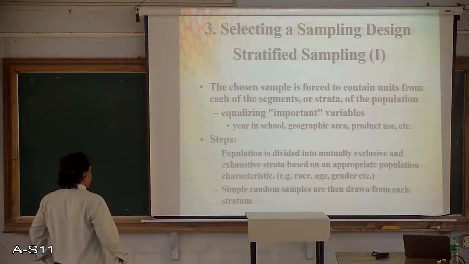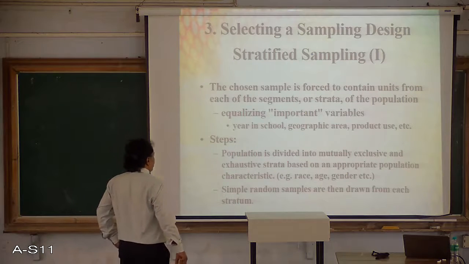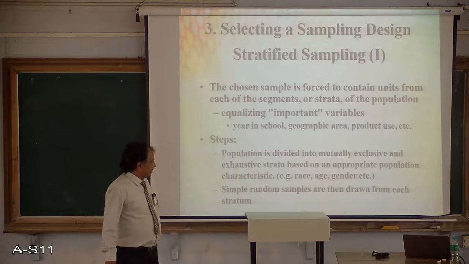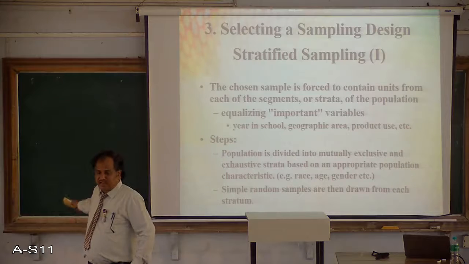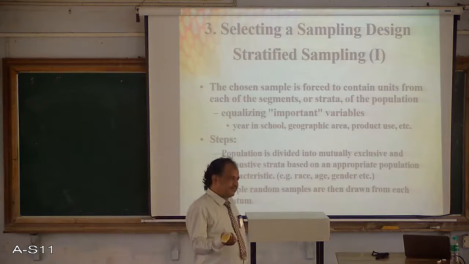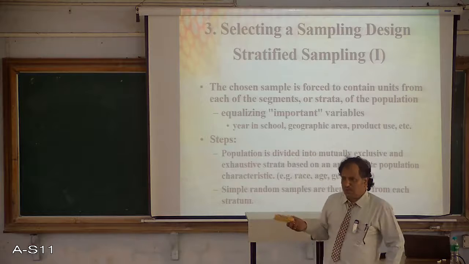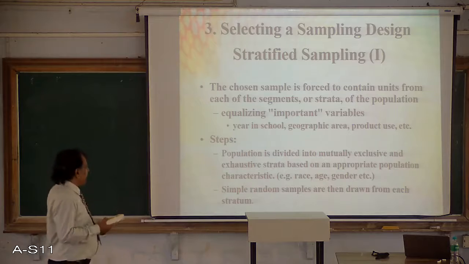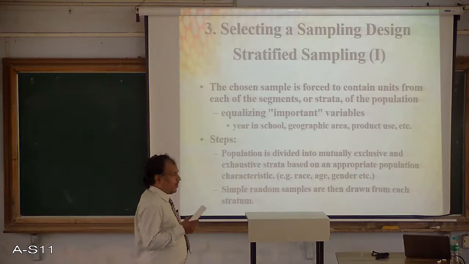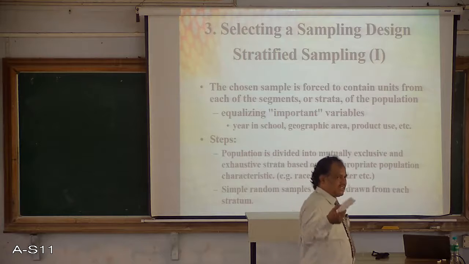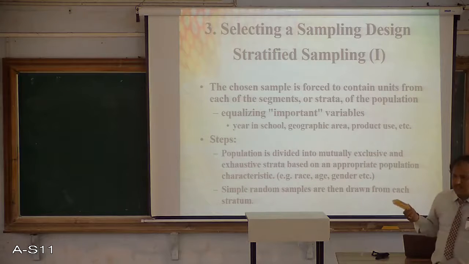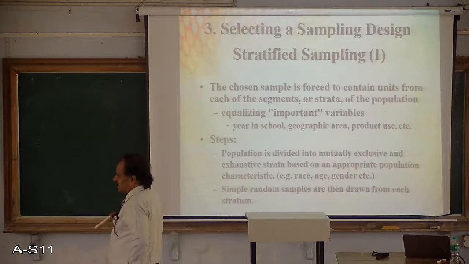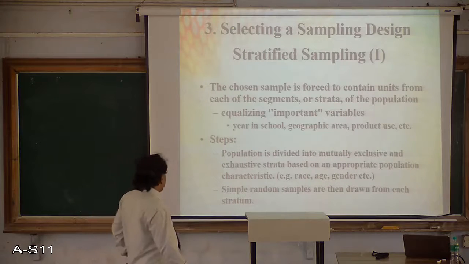The first step is population is divided into mutually exclusive and exhaustive strata based on appropriate population characteristics. Based on gender, age. Just now I had taken an example of gender. I had divided men differently, women differently. There were no women in the men group and vice versa. Like that, based on some variable, we will be making mutually exclusive groups. One stratum is totally exclusive to the other stratum, totally different from the other, but within the stratum, all have equal characteristics.